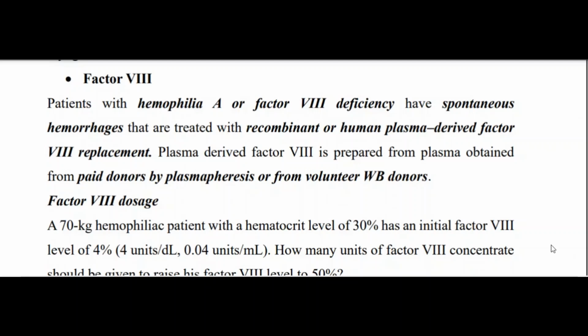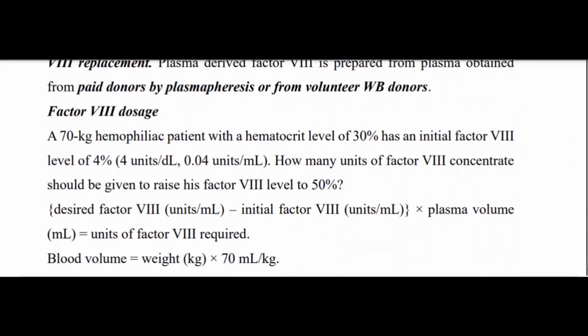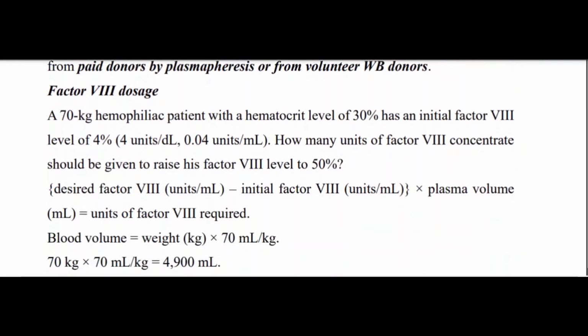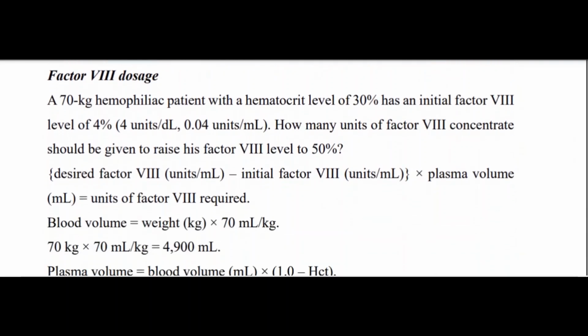So we can do factor 8 dosage. Here we have just a short example of how we can dose factor 8. For example, a 70 kilogram hemophiliac patient with a hematocrit level of 30% has an initial factor 8 level of 4%, which just means 4 units per deciliter or 0.04 units per milliliter.